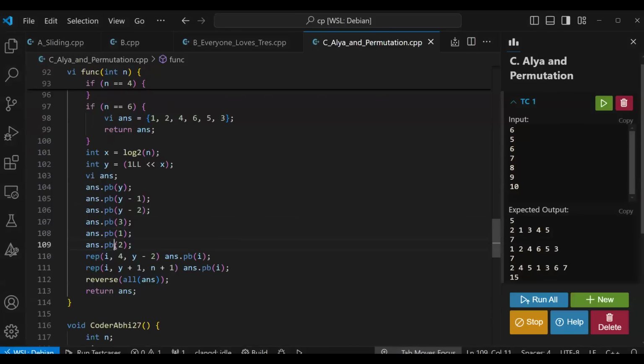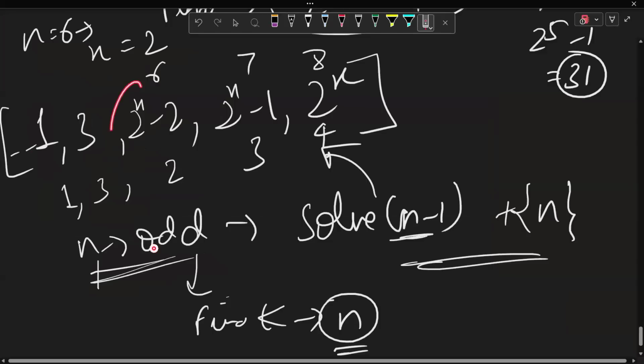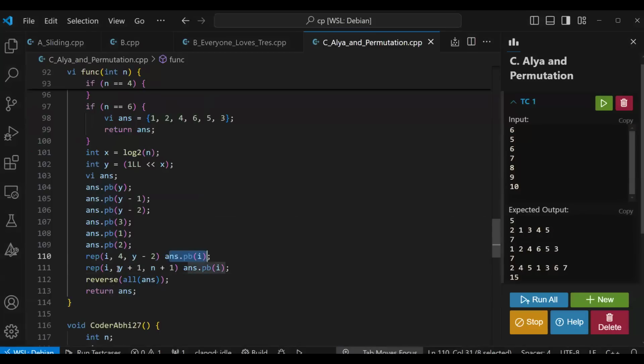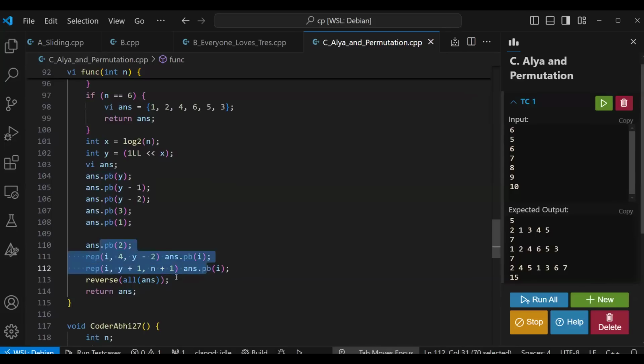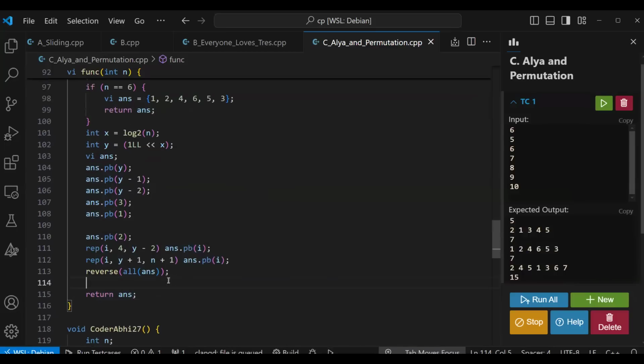After that, from 4 up till less than y minus 2, all those values that were remaining, I pushed. Then y minus 2 to y I have already pushed. So y plus 1 till n, those values I pushed. These can be done in any order. Till here you had to follow this order only. After that, any order, and then I reversed it, because this would be at the end, not the first, and returned my answer. This was just the way to implement; you can write it in any way.